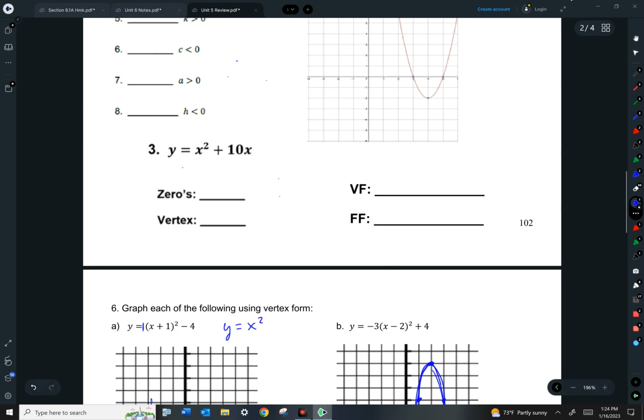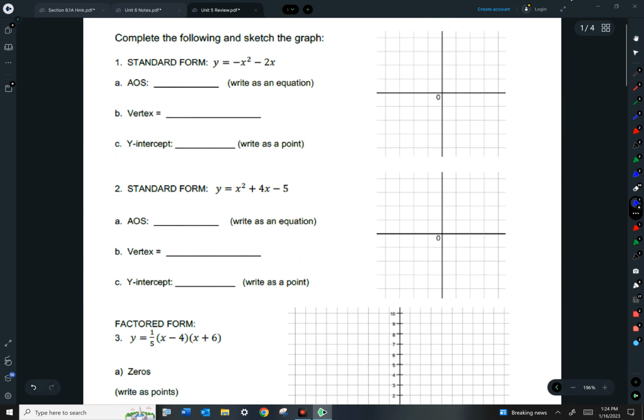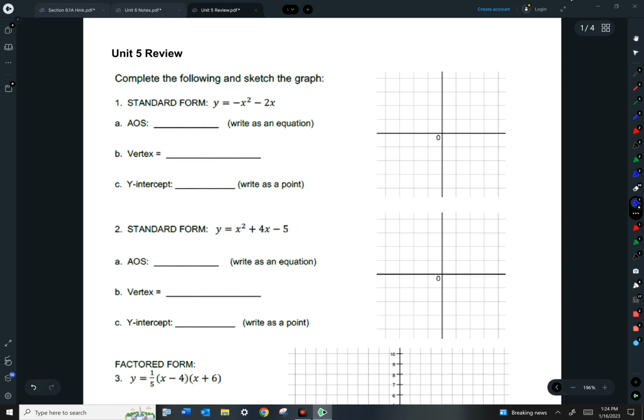So now I'm going to go back to the beginning of this, because this is actually some of the more recent stuff that we've done. And this is what's going to be on your 5.3 and 5.4 quiz next time. So really right now, I'm helping you review for your quiz that's coming up in the next class. So first of all, complete the following and sketch the graph. Remember, standard form is when you have maybe some number in front of x squared, maybe some number in front of x, and then maybe some number at the end. Remember, the a, b, and c are just numbers.